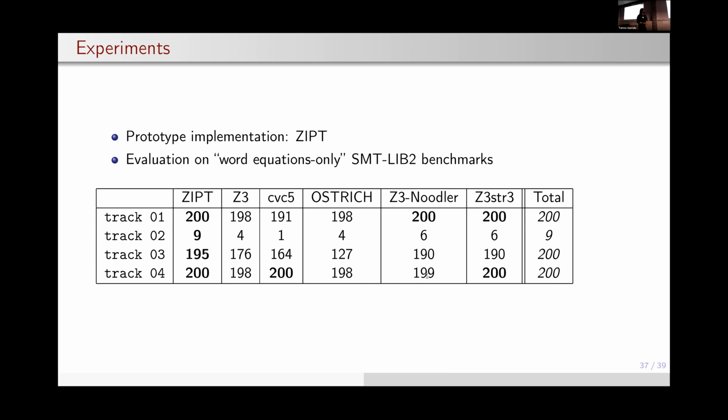We implemented all of this in a sort of prototype called ZIP. And we benchmarked it a bit against the usual SMT benchmarks for string equations only. There are plenty of them. And we see in track 1 and 4, we are always best. In track 3, there are 5 benchmarks we can't solve. This is mainly because of timeout. This here is the total set of all benchmarks. And it looks quite good, right? I have to say, however, that this doesn't include regular expressions. These are just string equations only.